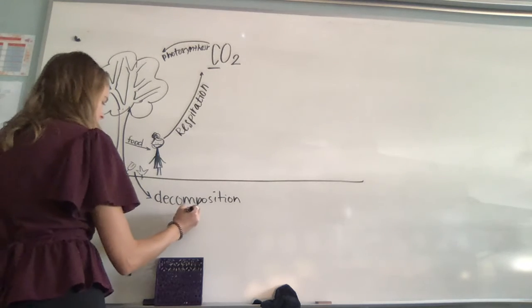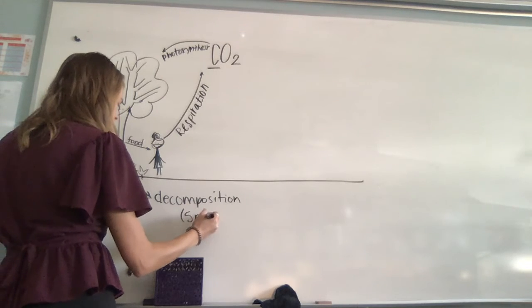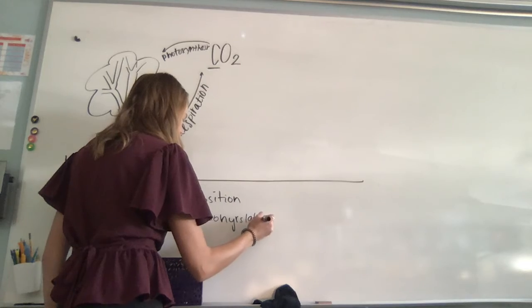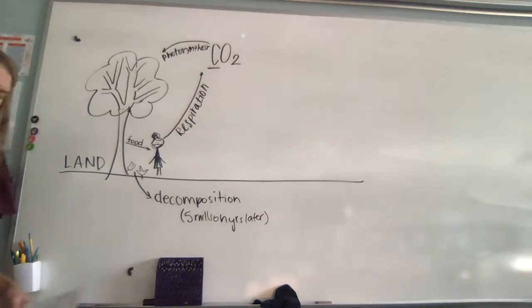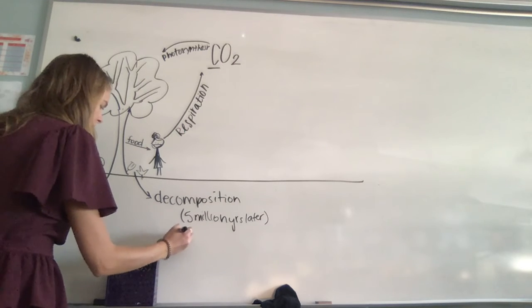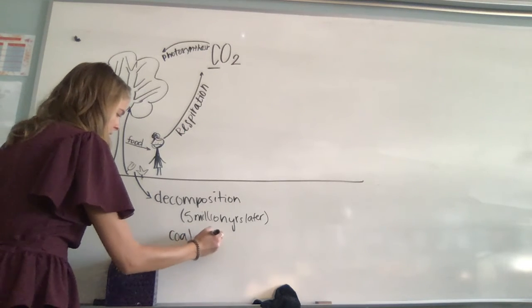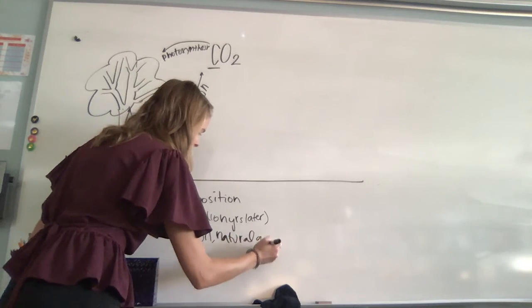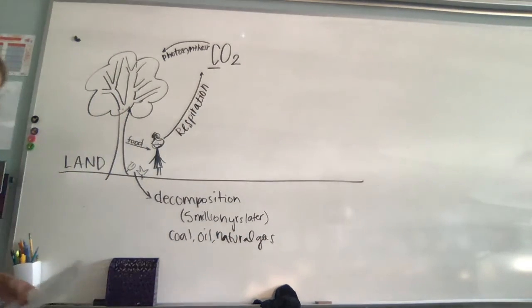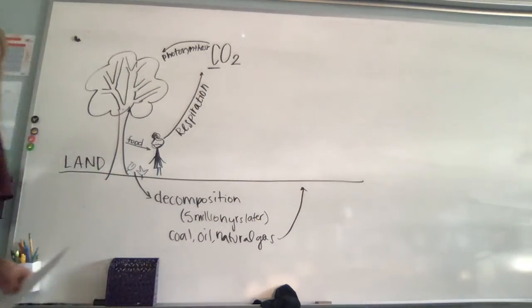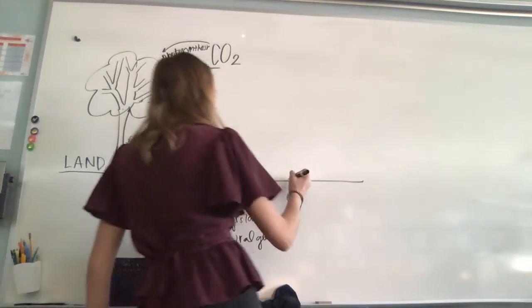And now, 5 million years later, these leaves will turn into coal and oil and natural gas. And that fuel and oil and natural gas is going to be pumped back up to the surface to be used in a factory.